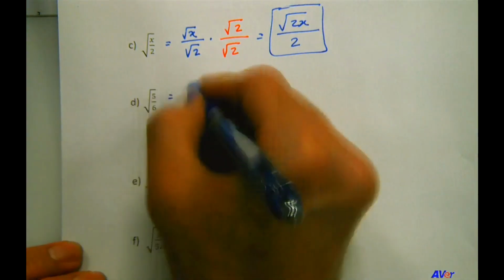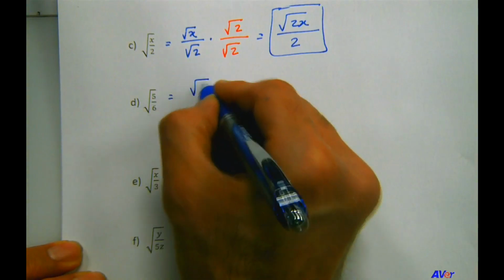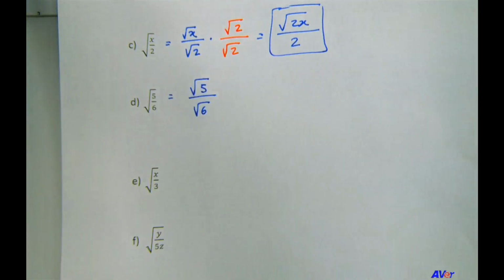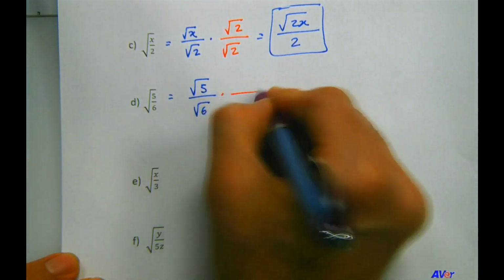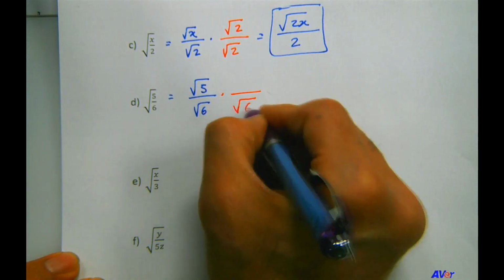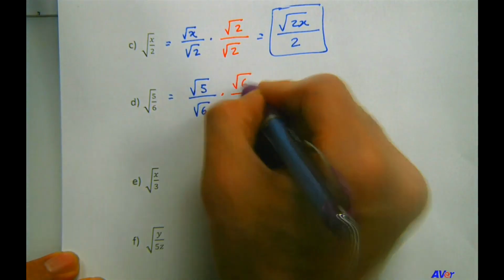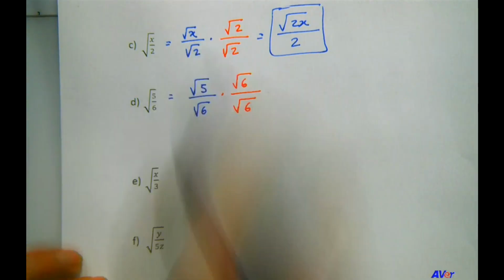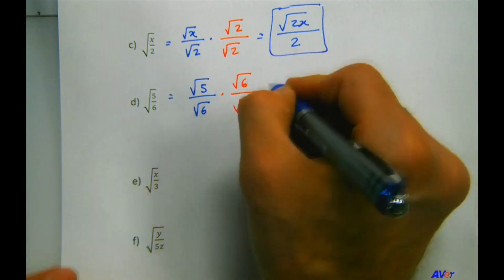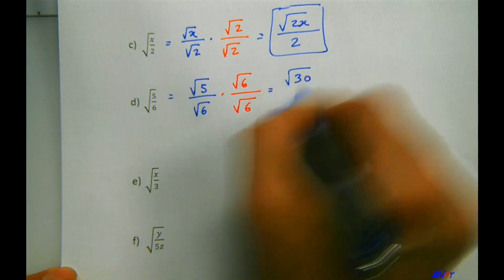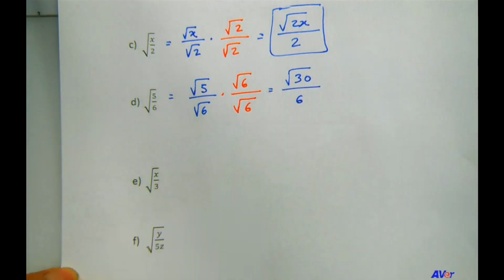This one. So we can break this up into square root of 5 over square root of 6. To rationalize this, we have to multiply the denominator by square root of 6. But of course, we can't do that without doing the same thing to the numerator. So let's multiply that. So what do we end up with? We end up with square root of 30 over 6.